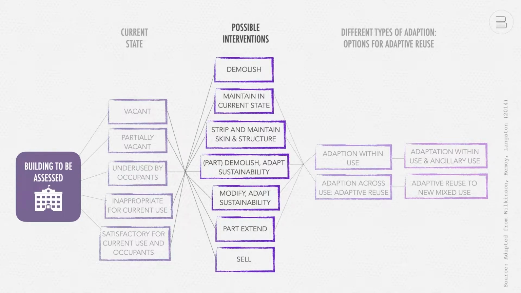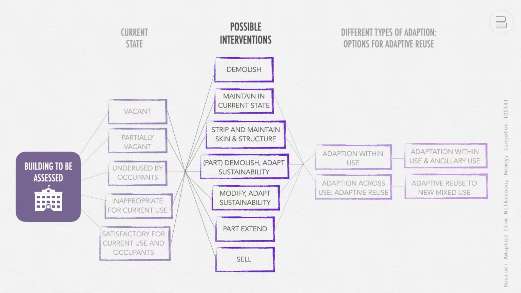Demolish, which means basically that there is no way back. Maintaining in vacant state while assessing ideas for reuse. Partly strip off the facade and maintain the rest. Partly or fully sustainably adapt, extend or sell. And next, different types of adaptation will be the outcome.